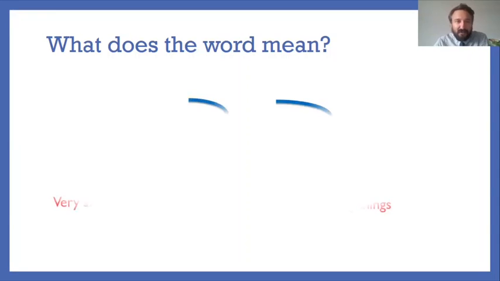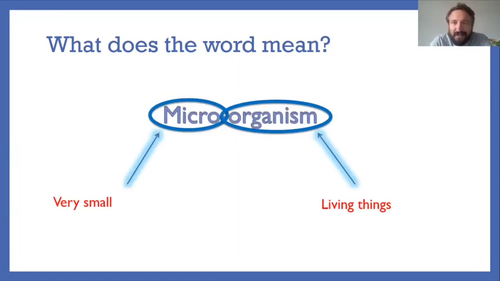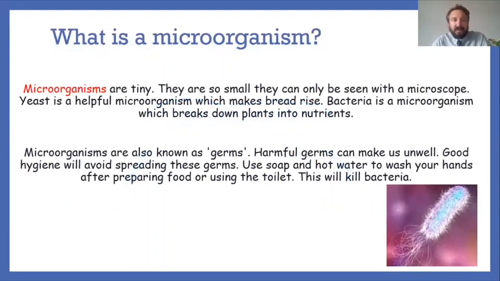Well, microorganism, when you break it down, micro is very small, tiny, minute, and organism is living thing. So there is quite simply very small living things, microorganism. Let's go back a bit more detail. So microorganisms are tiny. They're so small they can only be seen by a microscope.